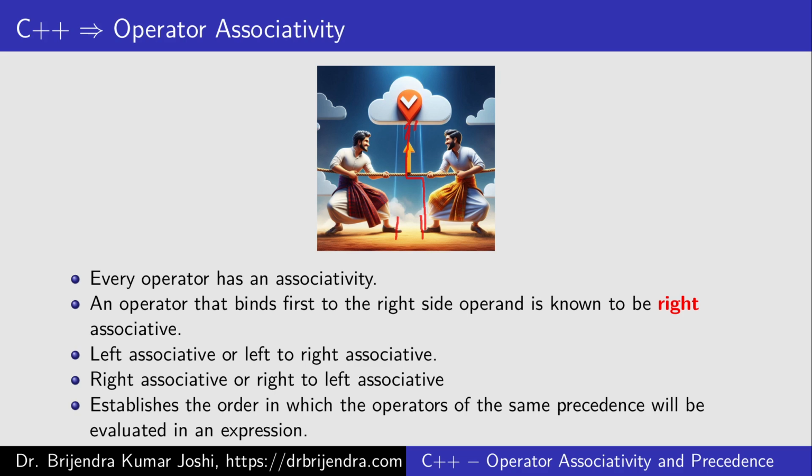Okay, so every operator has an associativity. If an operator binds first to the right side, it is known to be right associative. There are two associativities. An operator can be either left associative, or left to right associative as we call it, or right associative, or right to left associative. And associativity establishes the order in which the operators of the same precedence will be evaluated in an expression.